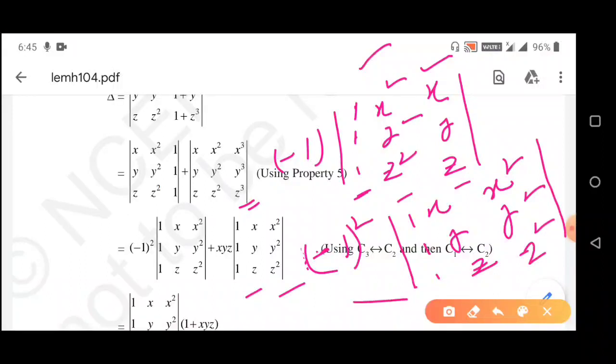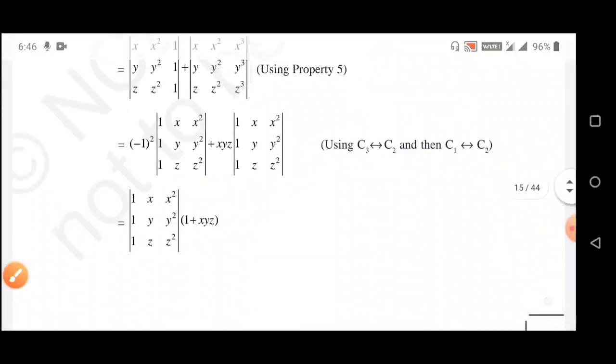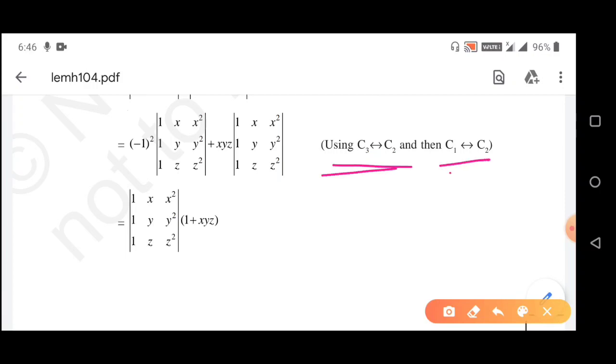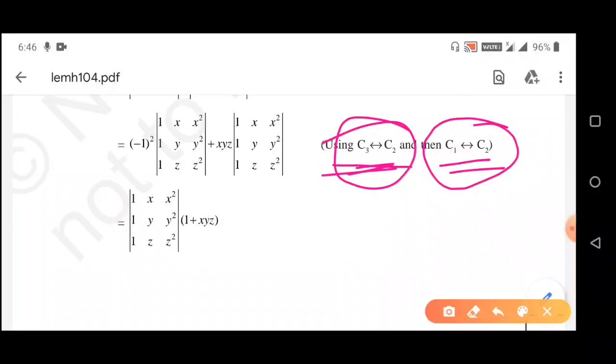Now see, this determinant and this determinant are both the same. Now we can take these determinants common. If we take common these determinants, then we will have this 1 plus x, y, z. Now see, in the book they have done the operation like this. First they interchanged column 3 and column 2, and after that column 1 and column 2. In this way also you can do.